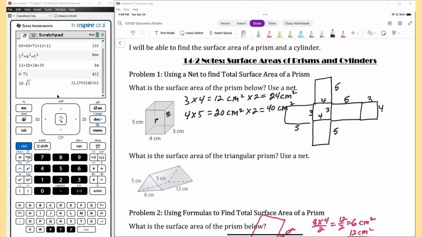And then we got the ones that are on the side, which are going to be 3 by 5. So 3 by 5 is 15 centimeters squared times 2. So that's going to be 30 centimeters squared. And now, since we want the total surface area, it's going to be 24 plus 40 plus 30, which is 94 centimeters squared.